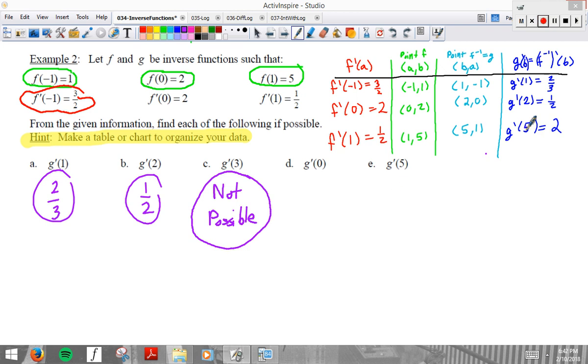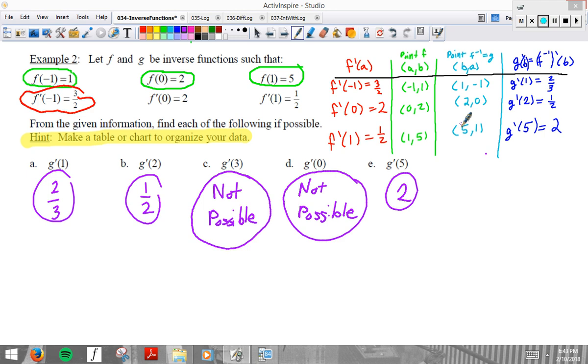g prime of 0. Do we get it? No. g prime of 0 would be the same exact thing I just said, so for the same reason, this is not possible. And g prime of 5, 2. So, not possible, not possible. It's more likely that someone will say g prime of 0 is 1/2. People are often tempted to say that because they have the same x coordinate. Again, just because you see the x coordinate over here, you should use the table. The table is the key to all of this.